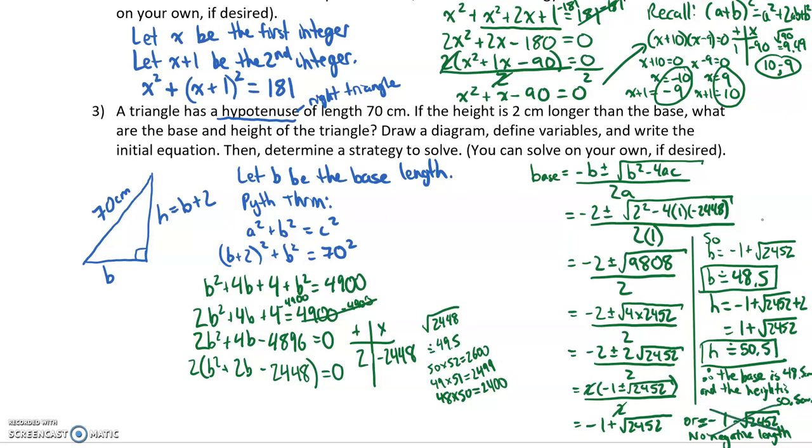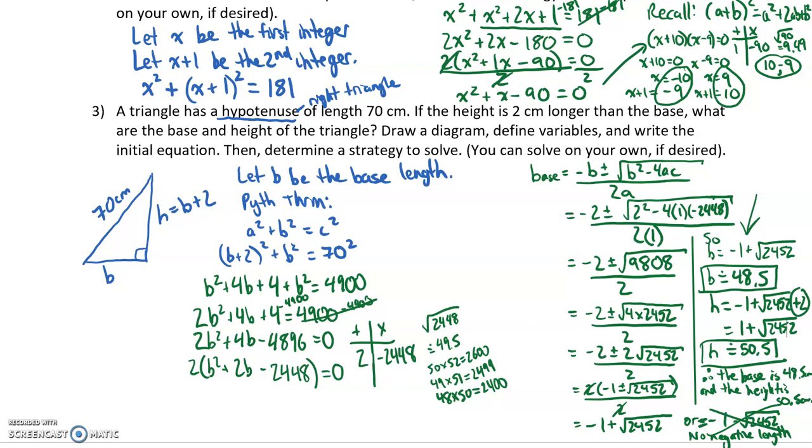So now I go up here to my conclusion where I can say that b is therefore going to be 48.5, and the height is that plus 2. That's why I've added the 2 there. So you can see there I've added plus 2. And you get height is 50.5. Therefore, the base is 48.5 and the height is 50.5 centimeters. And that is the conclusion for that question.